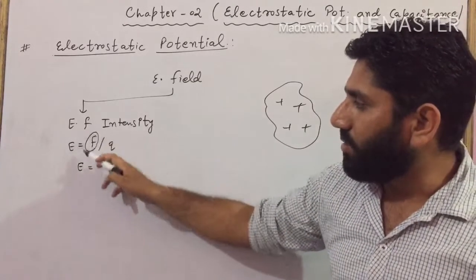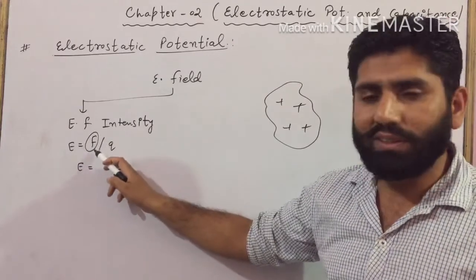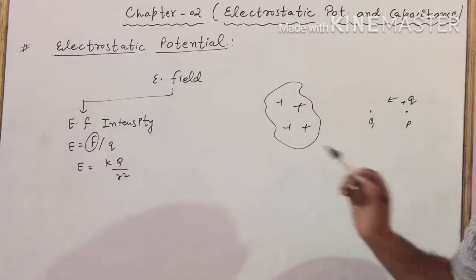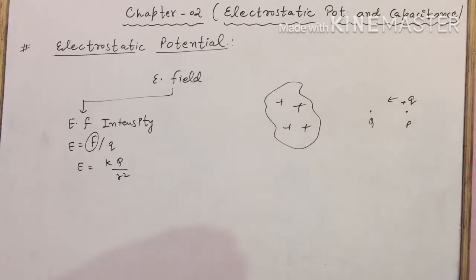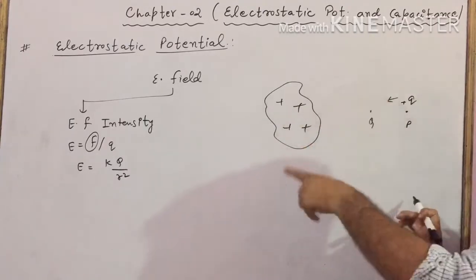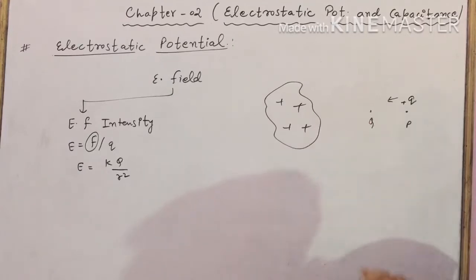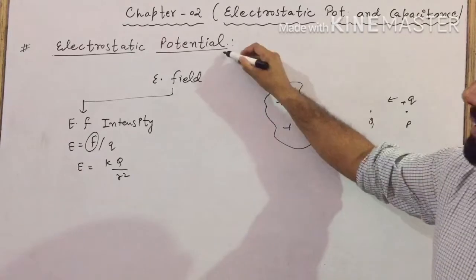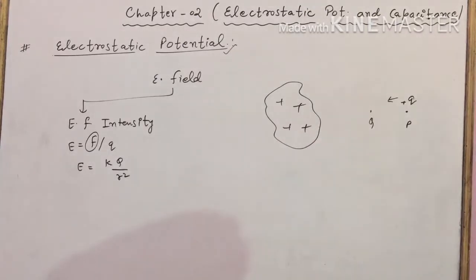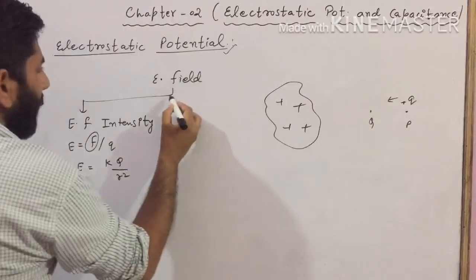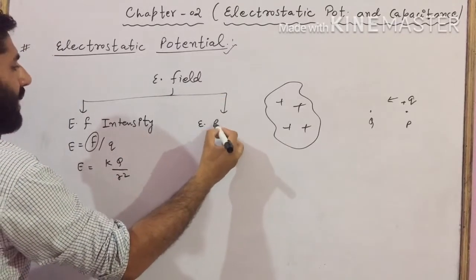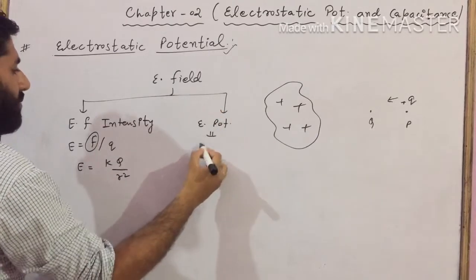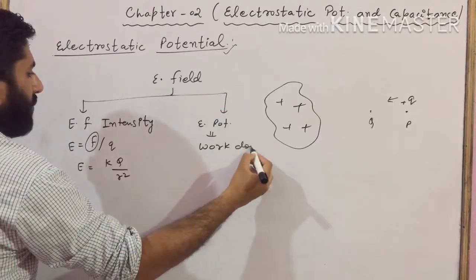So what is the difference? There we were characterizing the field in terms of force, which is a vector quantity, and now I want to characterize this electric field in terms of work, which is a scalar quantity. So how do we characterize this electric field in terms of work? The physical quantity we use for this is the electrostatic potential. So to characterize the electric field, one more way is with the help of this electrostatic potential, which will be in terms of work done.